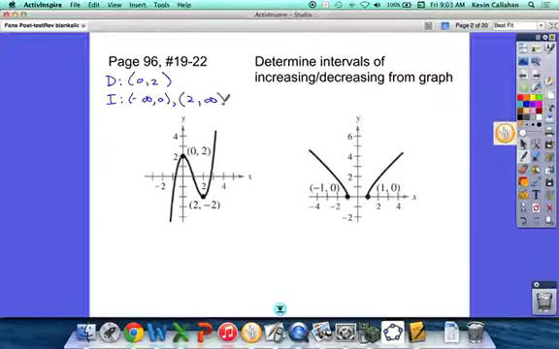Okay, this graph looks like it's decreasing from the left side of the graph into here, and then it's increasing from here to here. How would you state this interval of decreasing? Left side of it is negative infinity, right side of it is negative 1, right? That's a negative 1. So you would say decreasing, negative infinity to negative 1. And the increasing starts at 1, goes to infinity.